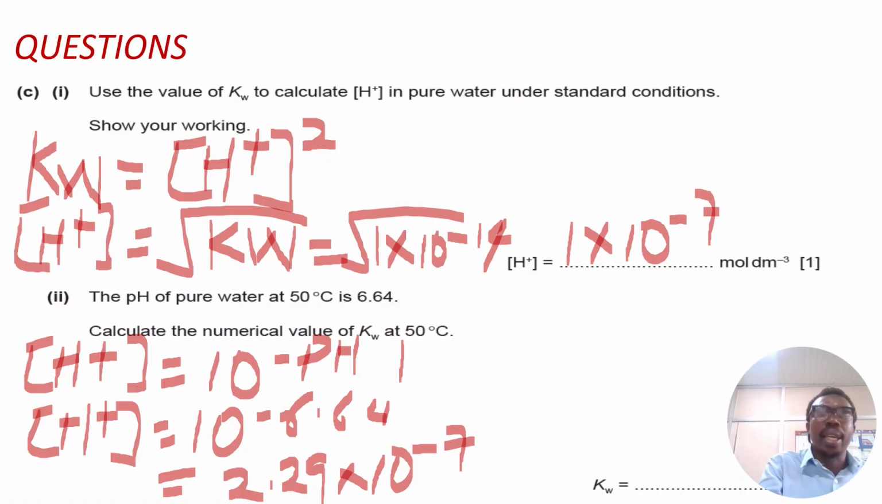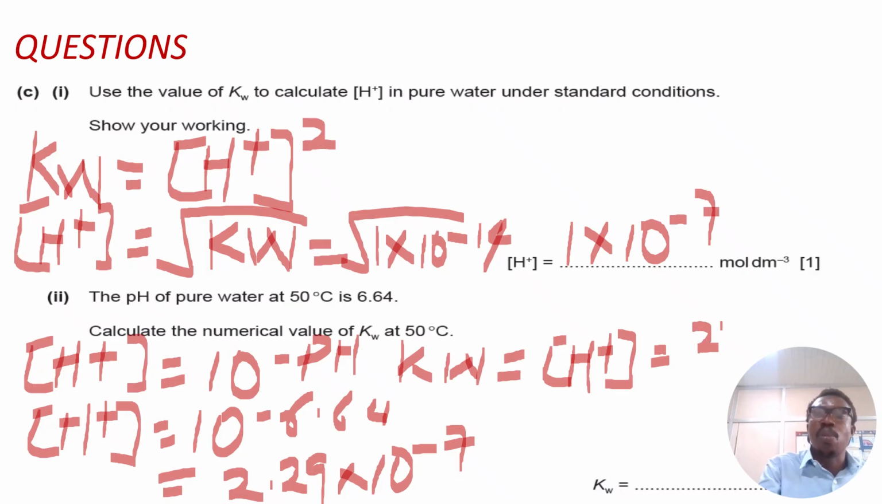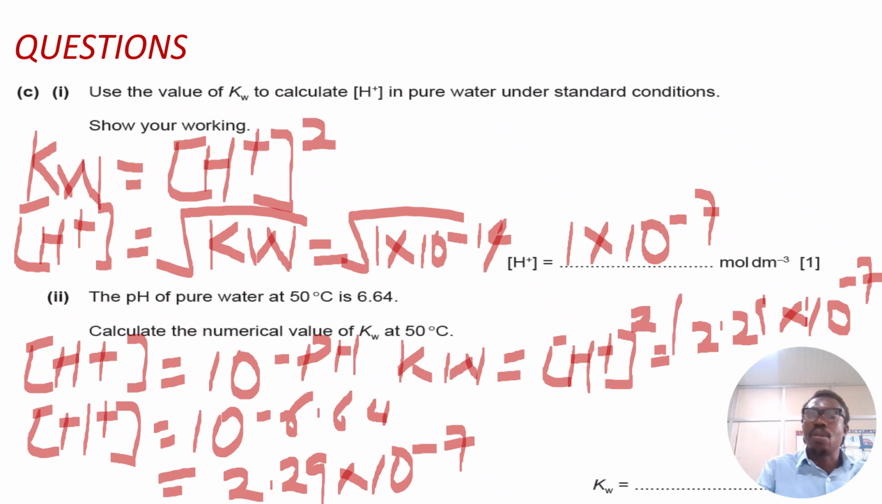So we have to calculate Kw. And we know from the formula that Kw will be equal to the square of the hydrogen ion concentration. So we have to calculate, which will now be equal to the square of 2.29 times 10 raised to the power minus 7.